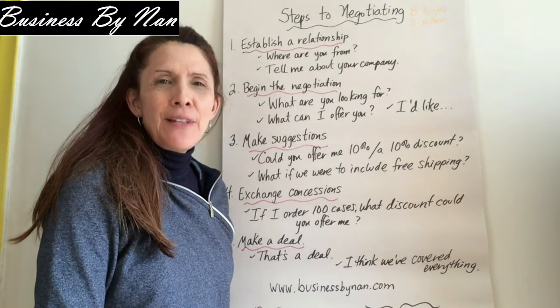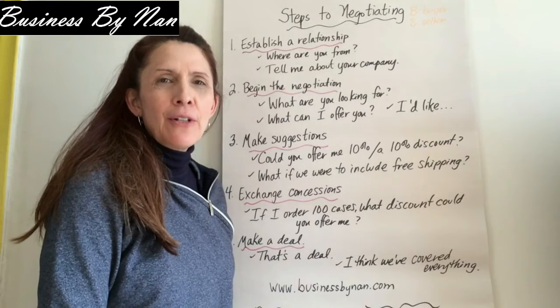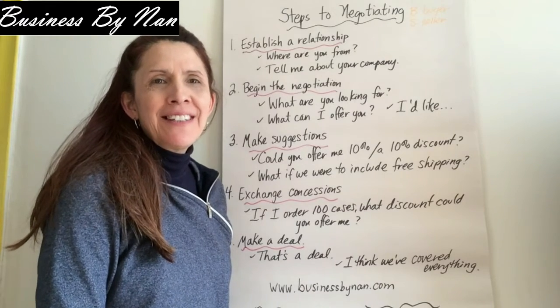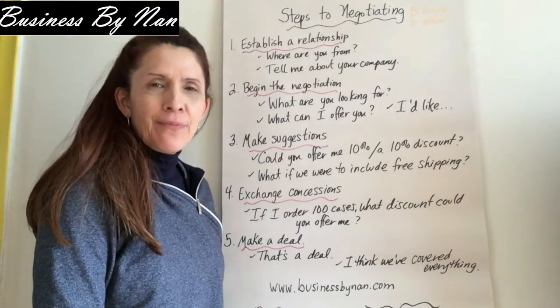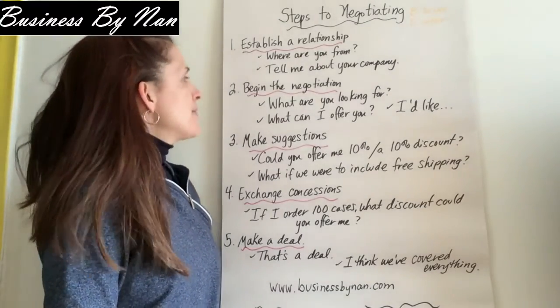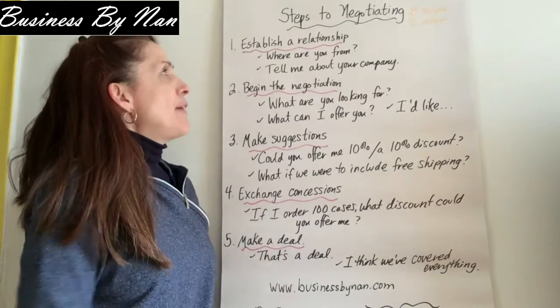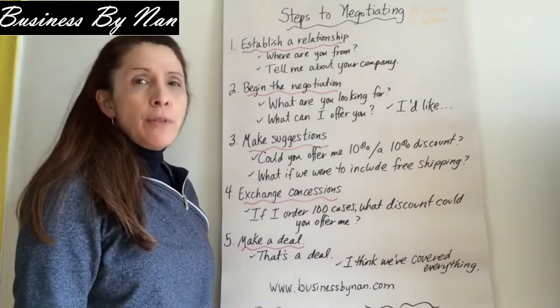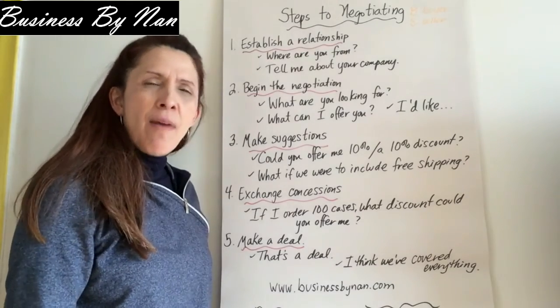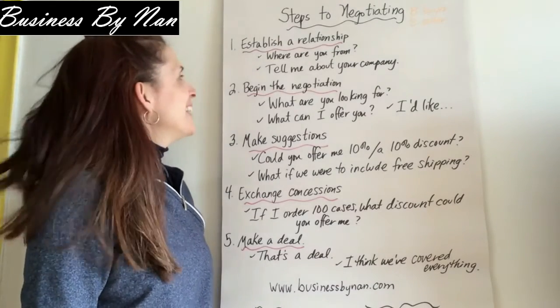We have these videos that we're trying to help different students learn more about their business English. And today we're going to be talking about steps to negotiating. So we have some different steps. We have 5 different steps to negotiation. We have number 1, establish a relationship, kind of like small talk or break the ice.